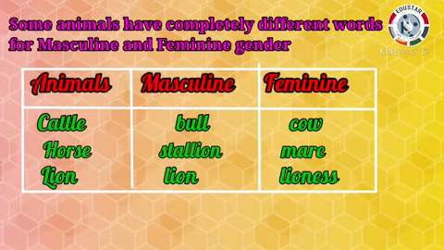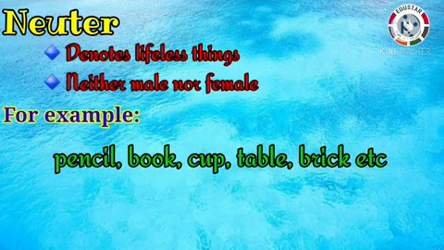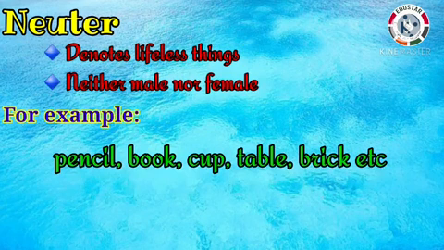Some animals have completely different words for masculine and feminine gender. For cattle, the masculine gender is bull, feminine gender is cow. For horse, masculine is stallion, feminine is mare. For lion, masculine is lion and feminine is lioness. You can refer this box for more masculine and feminine nouns for animals. A noun that denotes lifeless thing is said to be of the neuter gender. Neuter means neither male nor female.